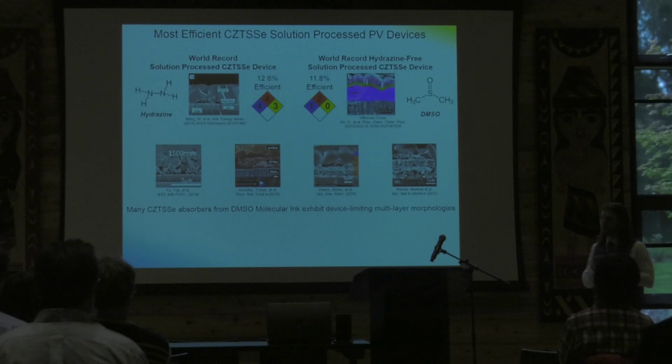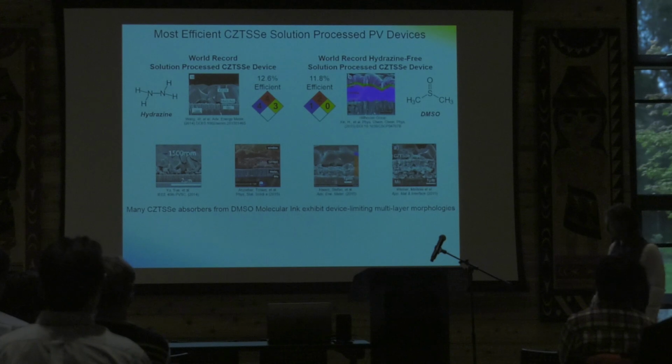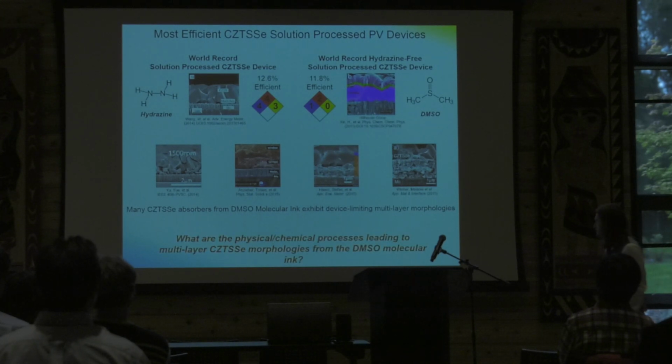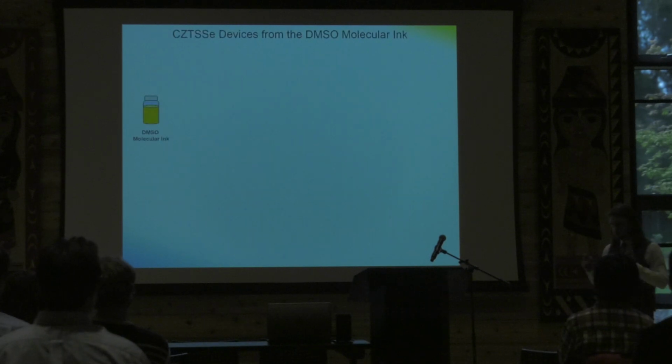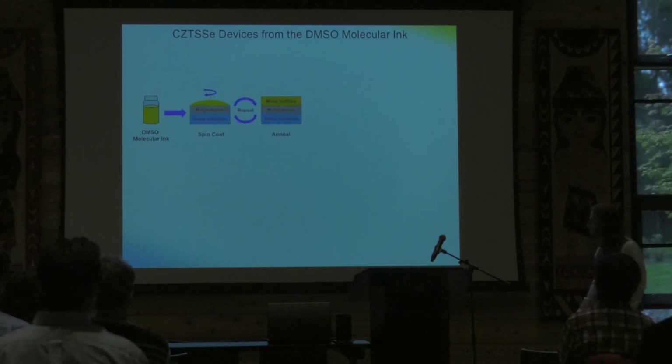And for over a year, I had a lot of issues with not understanding what was causing these fine grain layers. So what this talk is about, and what my recently accepted paper is about, is what are the physical and chemical processes that are leading to these multi-layer CZTS morphologies from the ink. So to dig in on that, I'm going to walk you through every step of what it takes to make a CZTS device from the molecular ink, and we're going to go through step by step what effects these have.